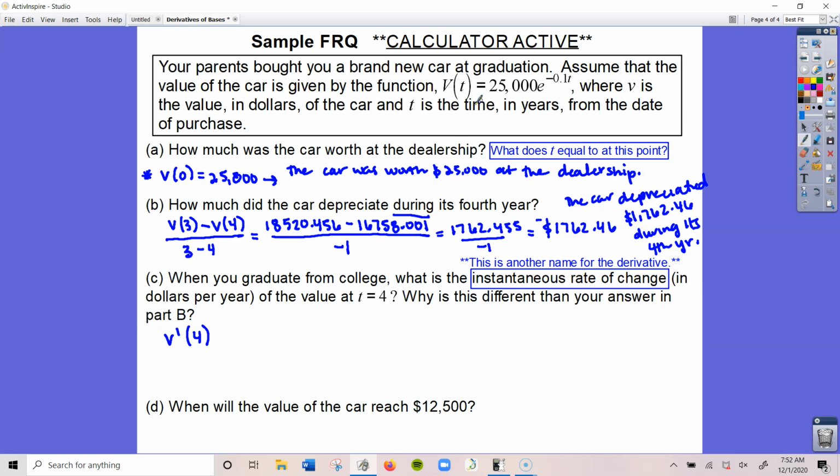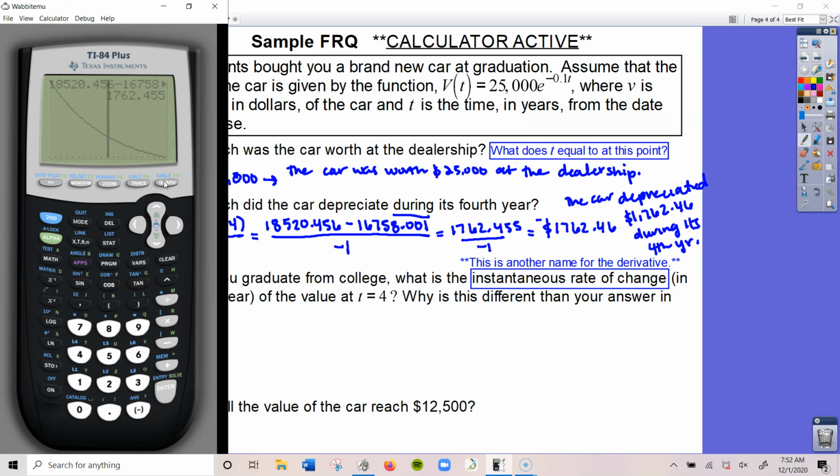Now you don't have to actually find the equation for the derivative since this is a calculator question. What we need to do here is just use a calculator. So I'm going to go back to my graph, go to second calc, and I can use the option dy dx, which is option 6, and that represents the derivative. So now I'm going to put 4, because I want the derivative when x is 4, and I get negative 1,675.8.